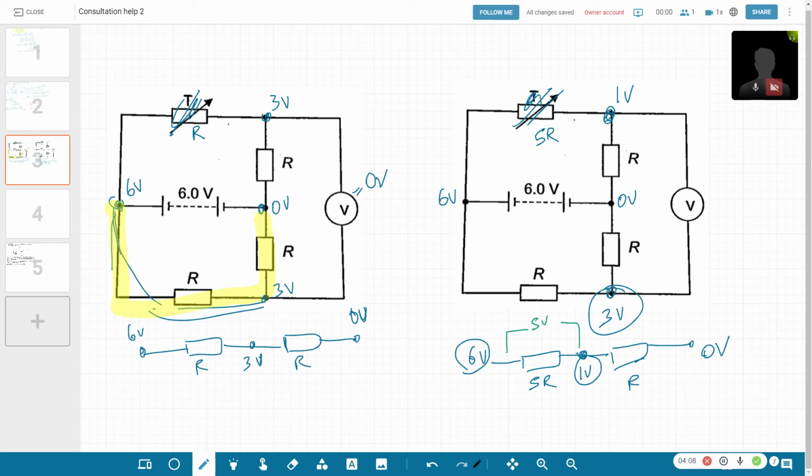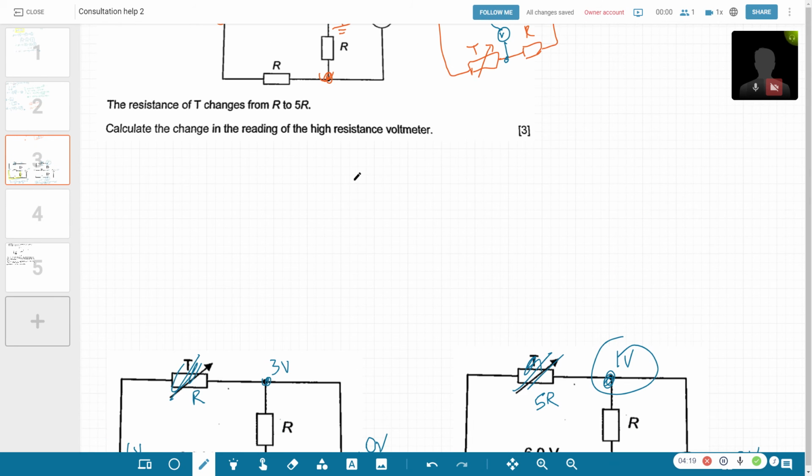Okay. So with 3 volts here and 1 volt here, we will read 2 volts, with a higher potential here. So initially 0 volts, final is 2 volts. And the question wants the change in the reading. So we just do 2 volts minus 0 volts equals 2 volts. The change is going to be 2 volts.